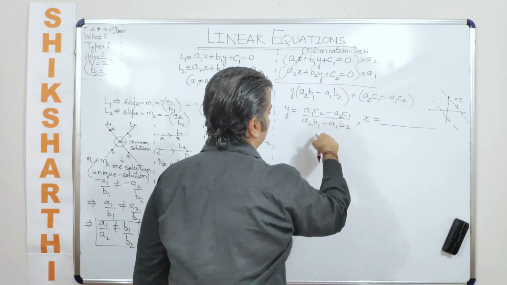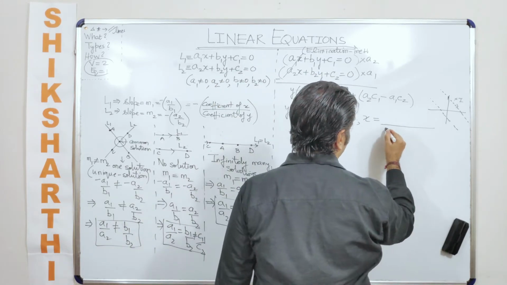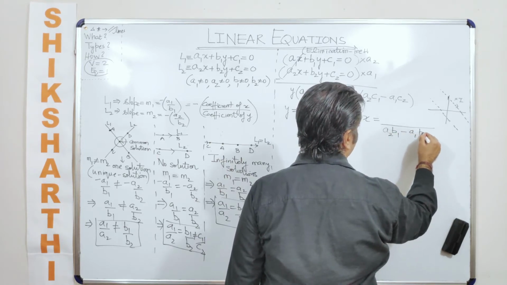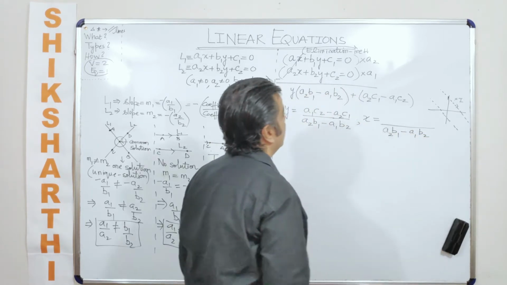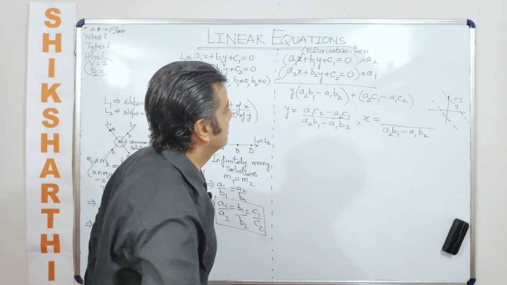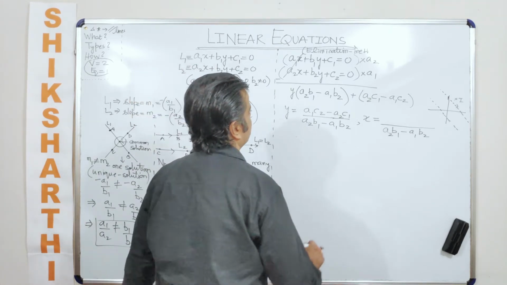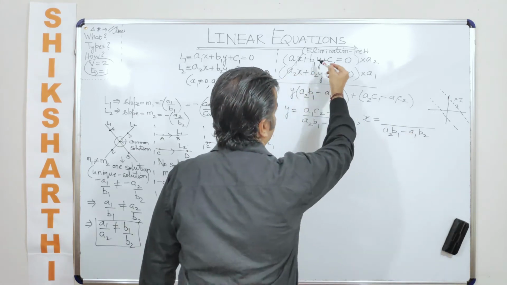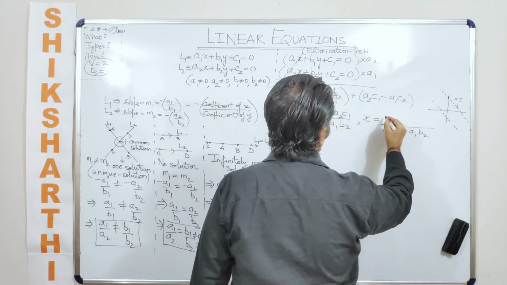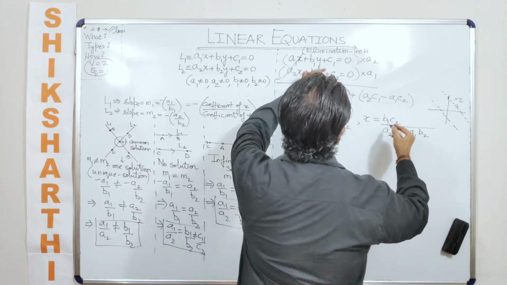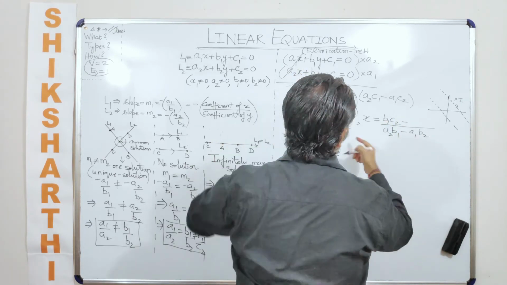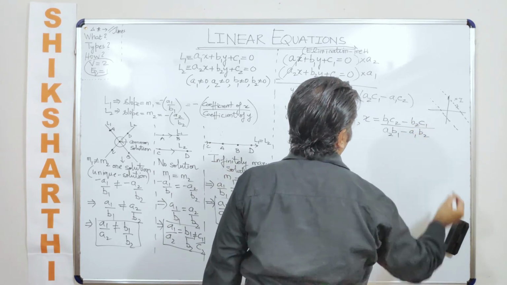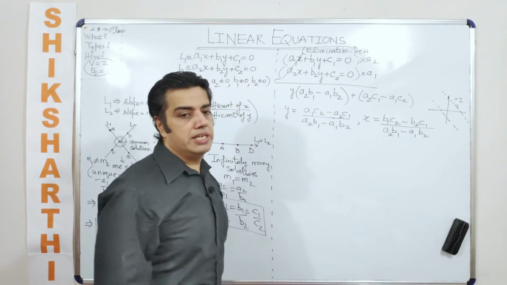So here, can I use the same matrix? Let's see. And what will I get in the numerator? Can I say a1c2? No, I'll say b1c2 minus... let's see whether the answer that we have written here is correct or not.